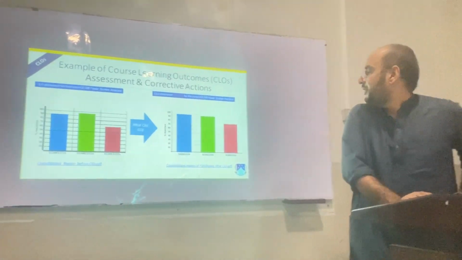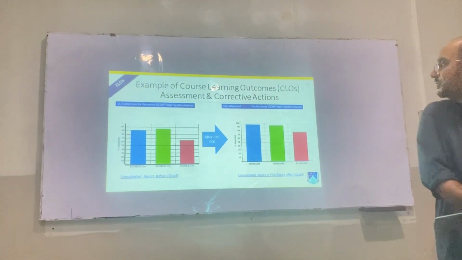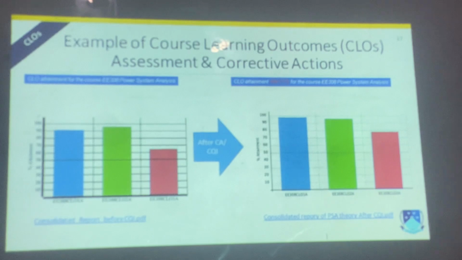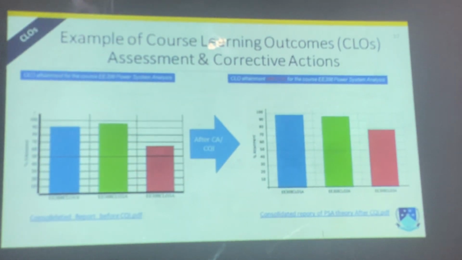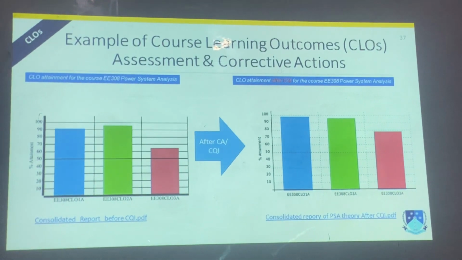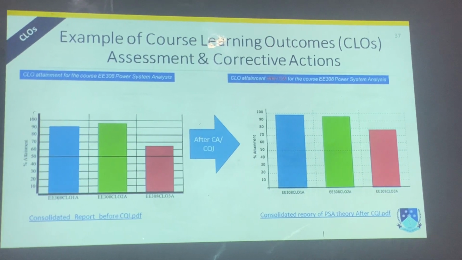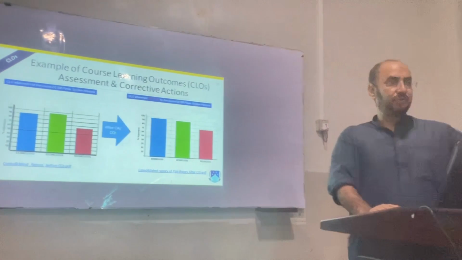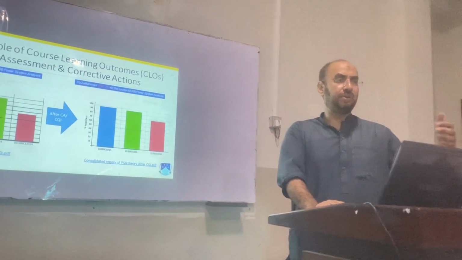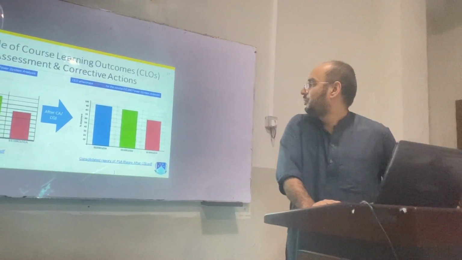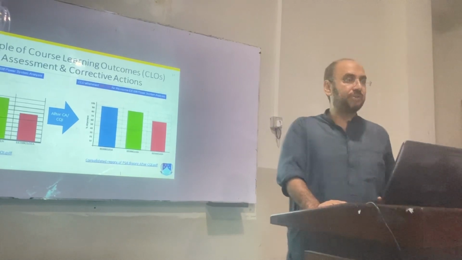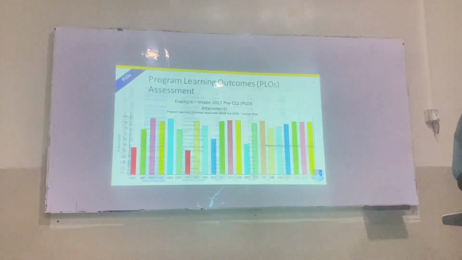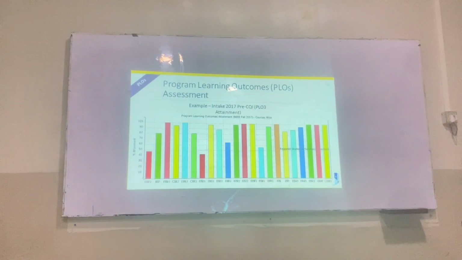This is the CQI graphs. The graph before the activities, before the CQI loop, and after the CQI loop, after the additional activity or corrective action plan. And this is the last one. But we will be upgrading the last 2 or 3 slides.